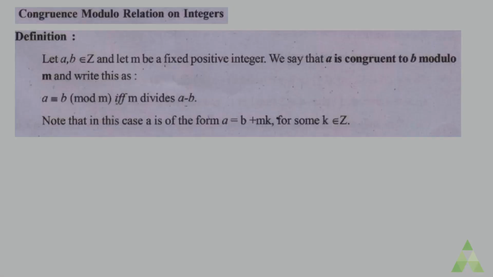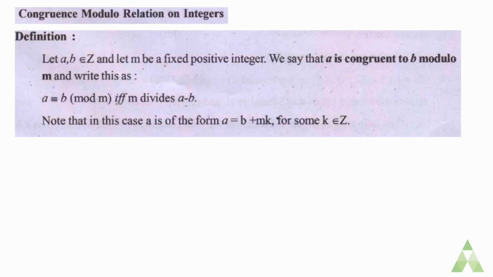So now let's discuss an important equivalence relation on Z, that is congruence modulo relation on integers. So what do you mean by congruent modulo relation? So let A, B belongs to Z. Kana ethi ame integers ma e relation justify karuchu. And let M be a fixed positive integer.